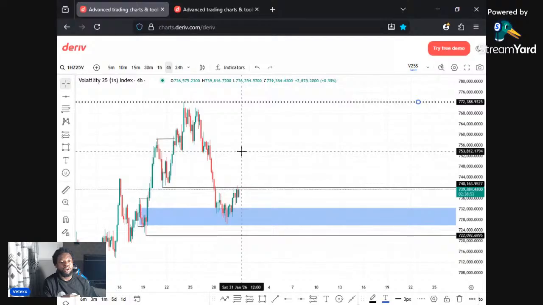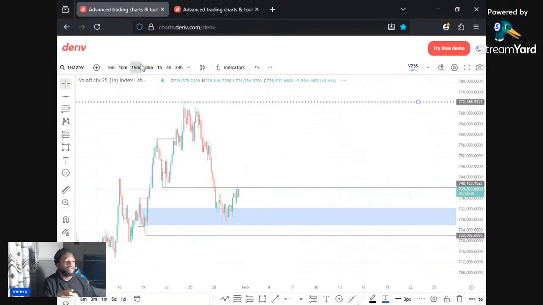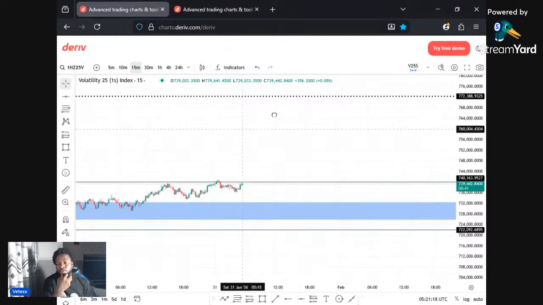So what do we do now that price is bullish on the 4-hour time frame? We'll go to the 15 minutes time frame and check if there's a continuation for us, so that we can mark it down and start waiting for it. All right. Now, the 15 minutes time frame, what do we have?